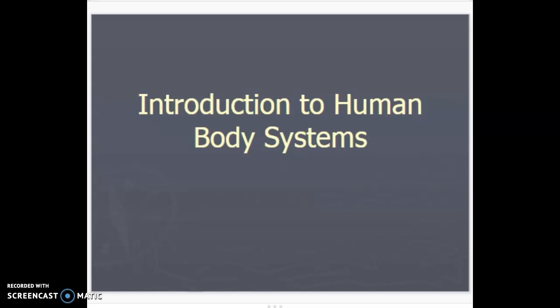First set of notes, we know that many cells put together make up tissues, and many tissues make up organs, and then many organs make up an organ system. Today we're going to talk about all the different organ systems, what functions are related to that organ system, and the organs that also are in the system.